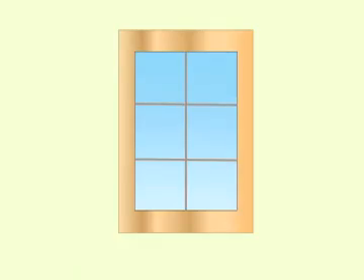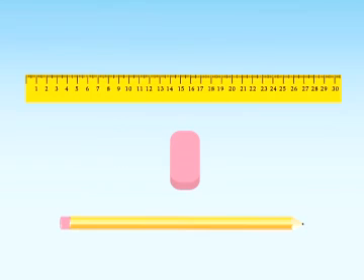We can measure how long and wide something is. We can measure how long something is. We can choose something to measure with. How long is this paper? We can use an eraser to measure it. How many erasers long is the paper? It is 5 erasers long.